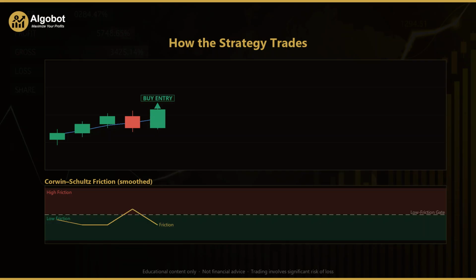Price is stepping higher, and the EMA is sloping gently upward. So the strategy's ATR normalized slope has cleared its half ATR threshold, and the trend is confirmed as up. In the subpanel, friction is sitting comfortably in the green zone, below the gate, telling us the tape is calm. Now notice the pullback.